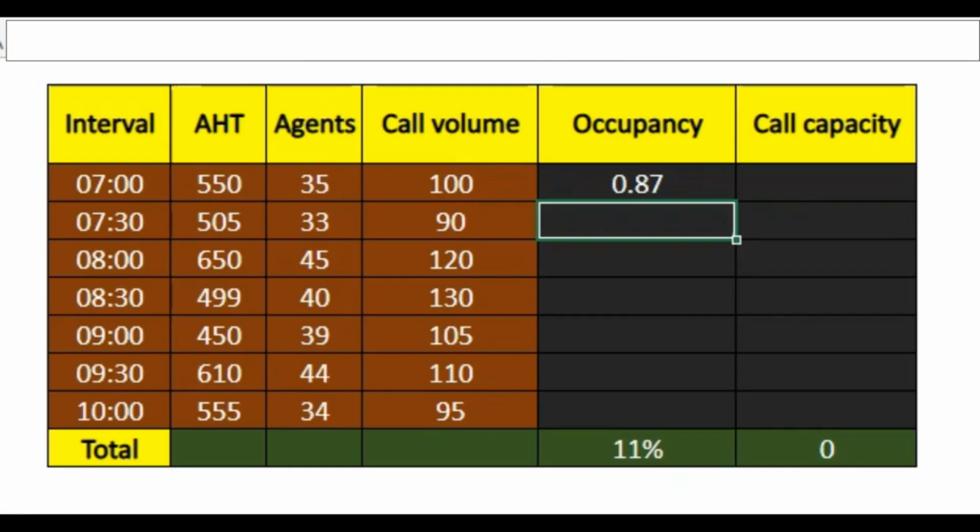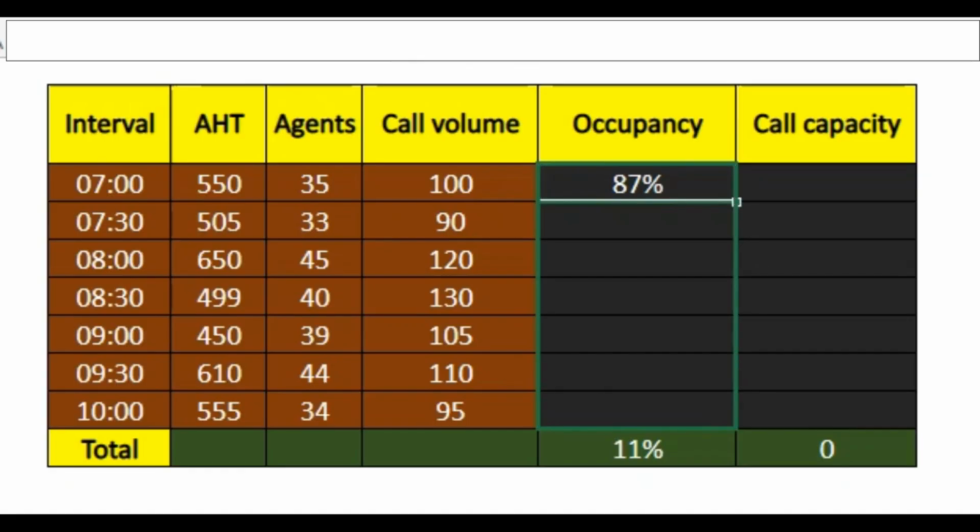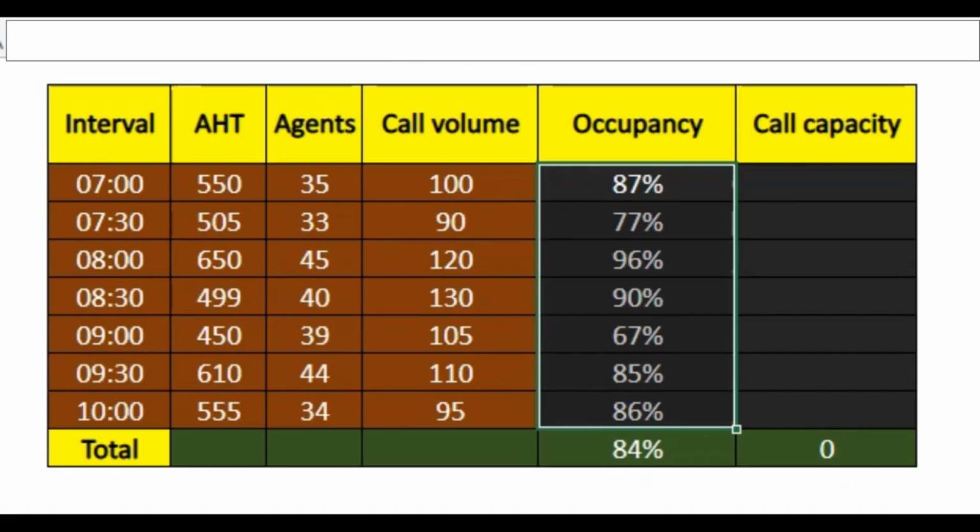So now we can see that it is 0.77. Let me just calculate it in percentage. We simply have to drag it down. So this would be the occupancy interval wise. In the 7:30 interval we have 77%, and at 8 o'clock we have 96%.